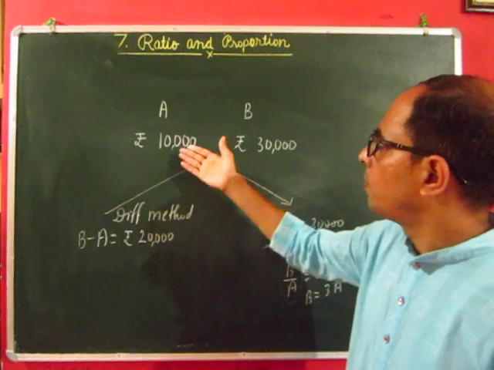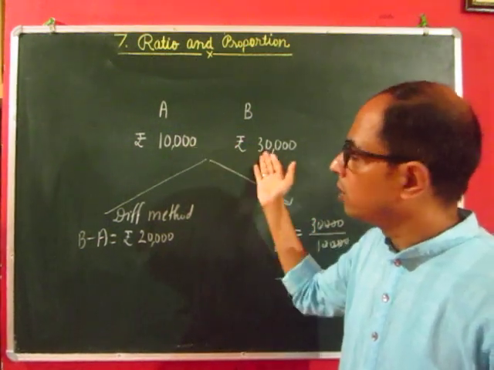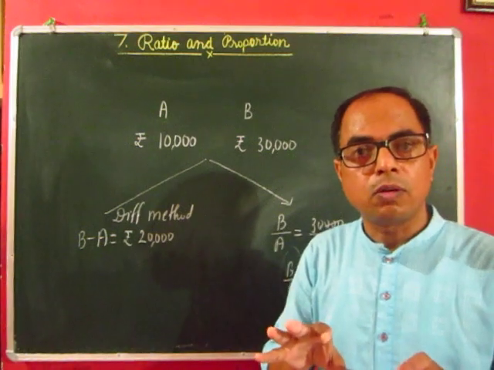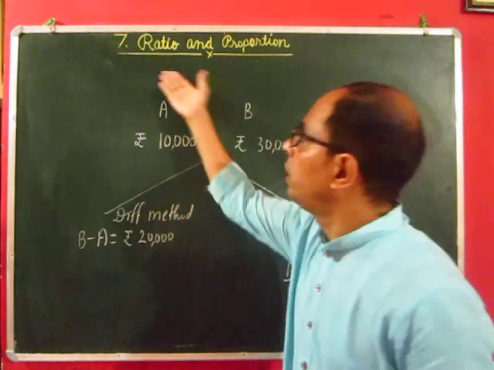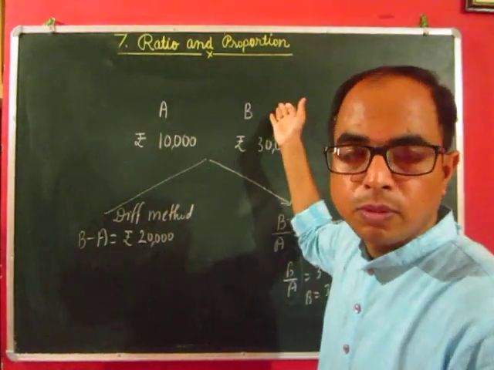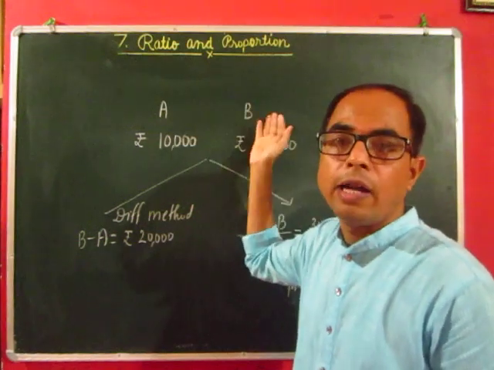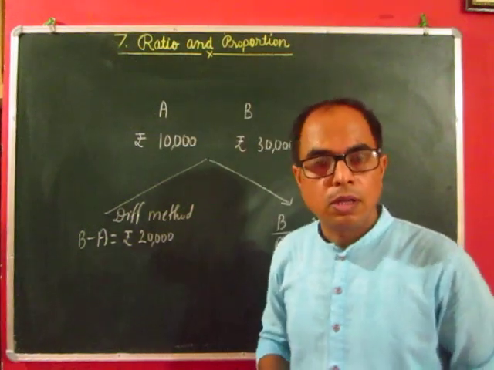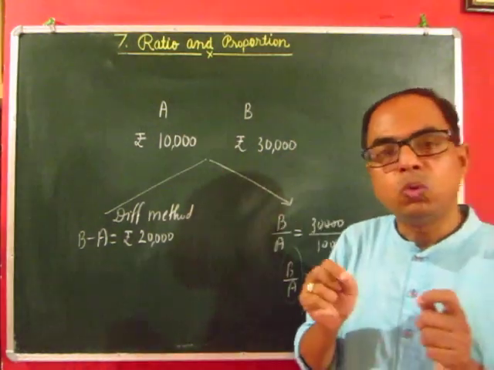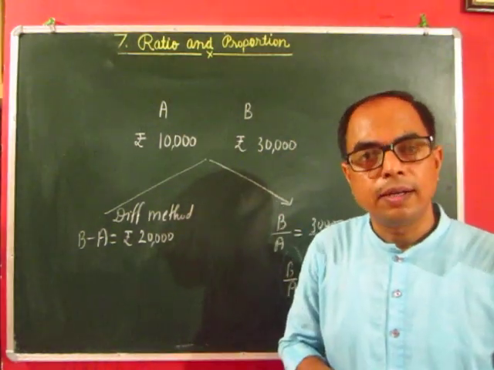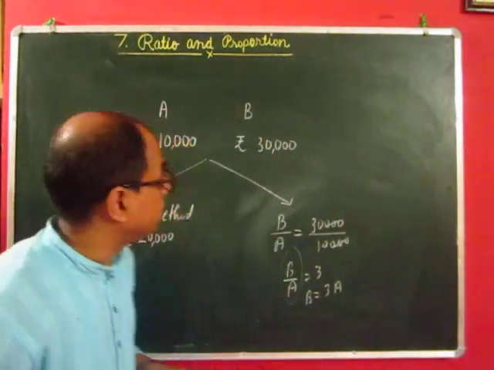So here we have compared salary with salaries. Clear? So to compare two quantities, both quantities must be of same kind. We cannot compare the weight of this person with the salary of this person, or the weight of this person with the height of this person. Clear? So ratio is a method of comparing two or more quantities of same kind and having same unit.